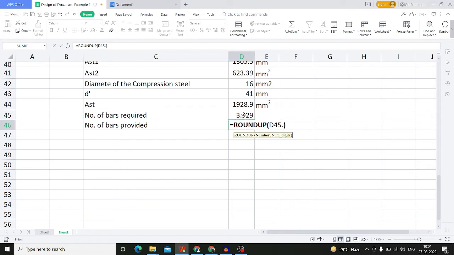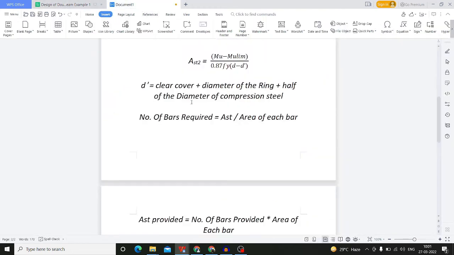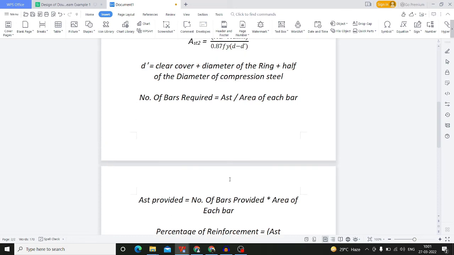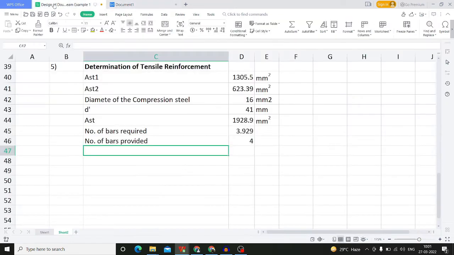Take this value comma 0, because we don't want anything in digit. Number of bars provided are 4, and now we can find the AST provided, because AST provided and AST required will be different. The provided will be more than the required. So AST provided equal to number of bars provided into area of each bar.